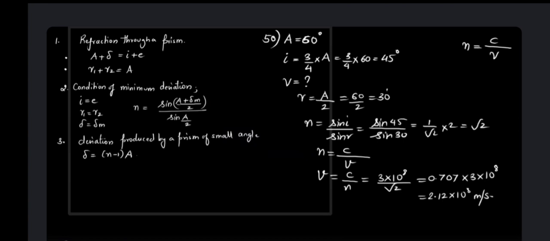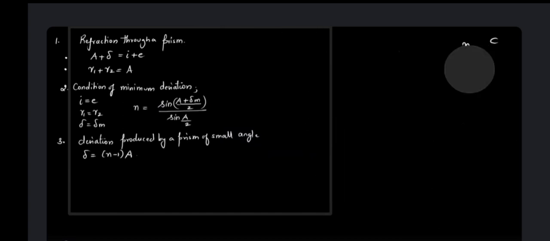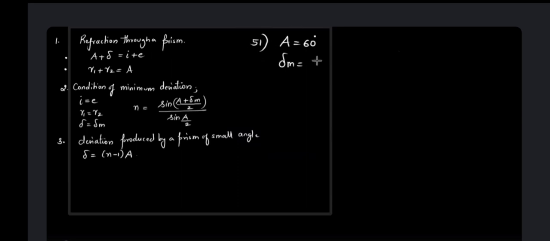Next, we'll go for question 51. A ray of light incident on the face of an equilateral prism. So the prism over here again is equilateral. It shows a minimum deviation, the angle of minimum deviation is provided, 30 degrees. Calculate the speed of light through the prism. So here also you can do the same thing. You can find out the refractive index first, and then you can use the formula, refractive index is equal to C upon V.